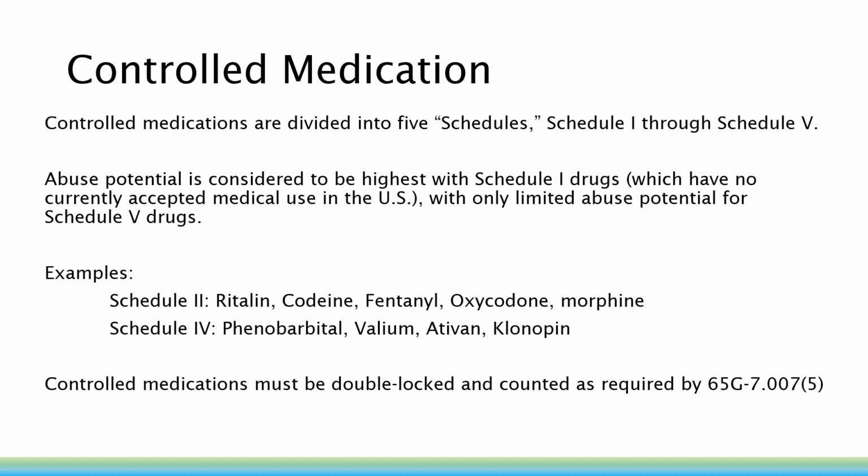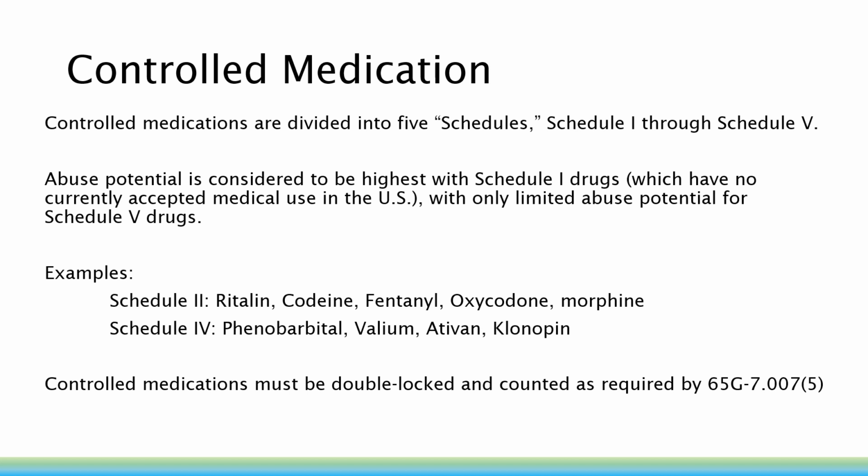Controlled medications are divided into 5 schedules, Schedule 1 through Schedule 5. Abuse potential is considered to be highest with Schedule 1 drugs, which have no currently accepted medical use in the United States, with only limited abuse potential for Schedule 5 drugs.